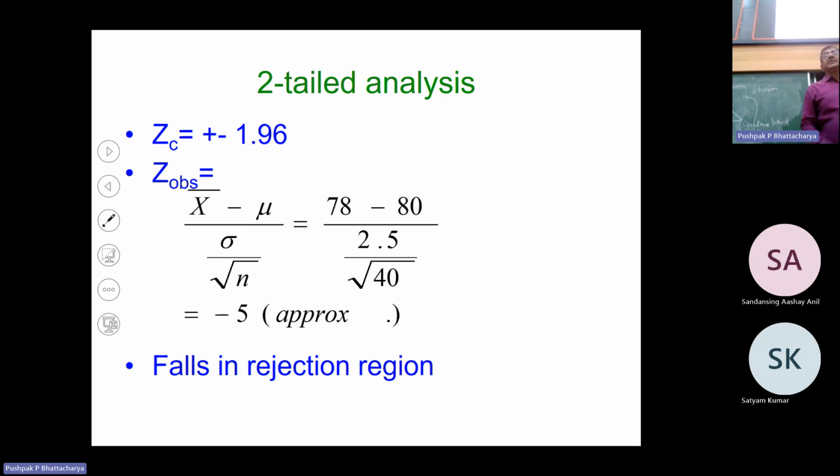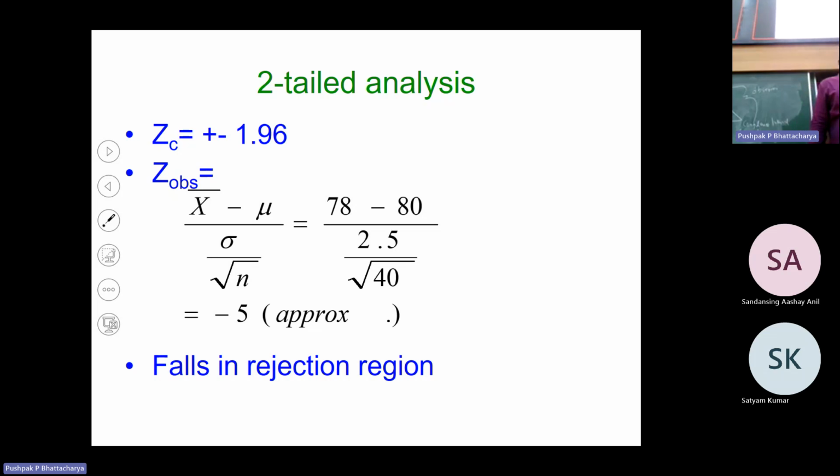So Z critical, therefore, is plus minus 1.96 because the 95% confidence interval has been decided on. So from the observation, we have the sample mean as 78. The population mean is assumed to be 80. You could not have written 80 there if you did not have the null hypothesis. Okay, everything starts, like a train, after the null hypothesis. Now 2.5 is the standard deviation. Sample size is 40. So Z observation is coming out to be minus 5 approximately.